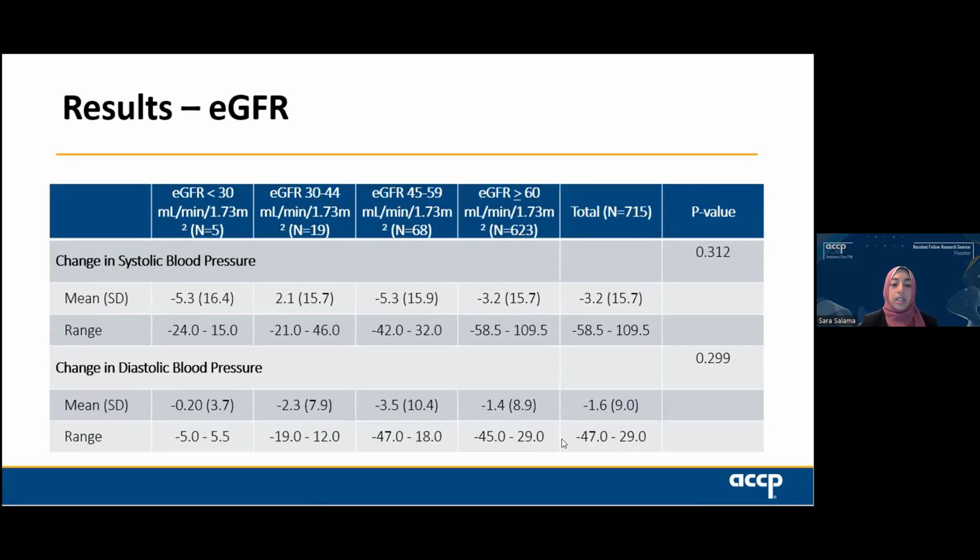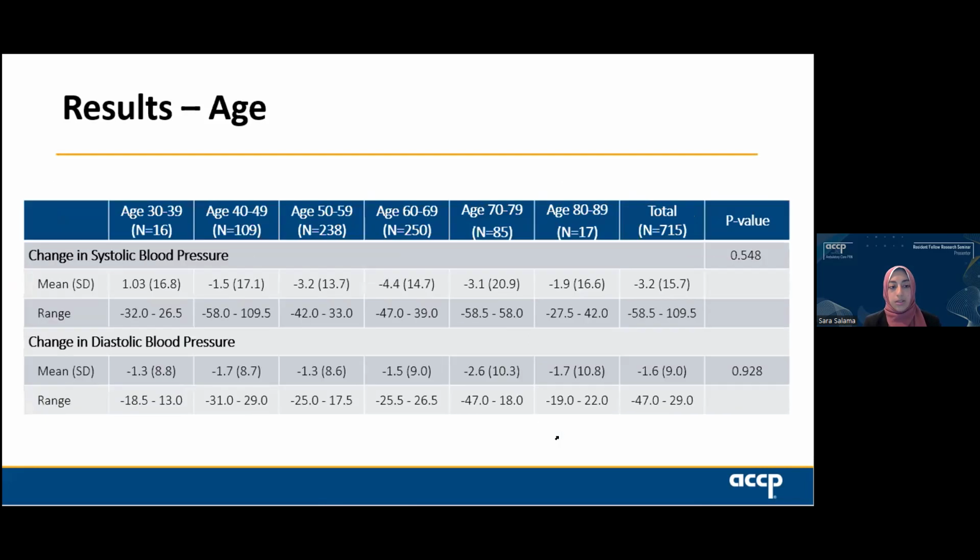Next, we'll take a look at eGFR. So we have our eGFR verified and stratified across the top with, again, mean changes in systolic and diastolic blood pressure. Here we observed fluctuations in the systolic blood pressure and up to a 3.5 millimeter mercury reduction in diastolic blood pressure when stratified based on varying eGFRs. Again, here we did not note any statistical significance.